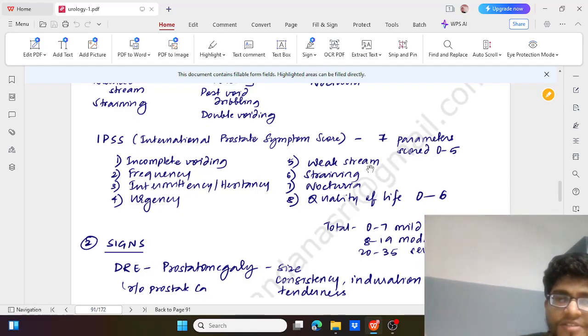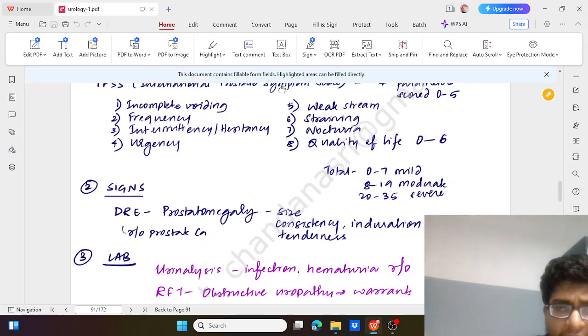Then there is weak stream, that means the urinary flow that used to be earlier is not the same as it used to be. And for having a good stream, good flow, you have to strain, you have to apply pressure so that urine can pass. Then nocturia. It is said that if the number of times is more than 2, so if you have to get up more than 2 times at night time, then it is nocturia. Up to 2 times it is okay.